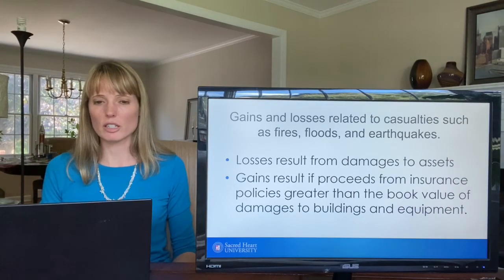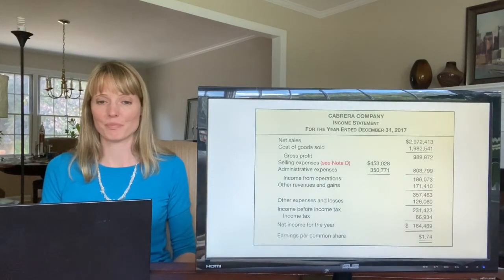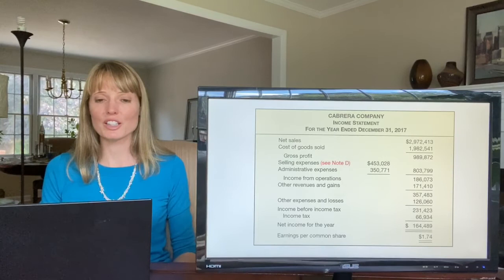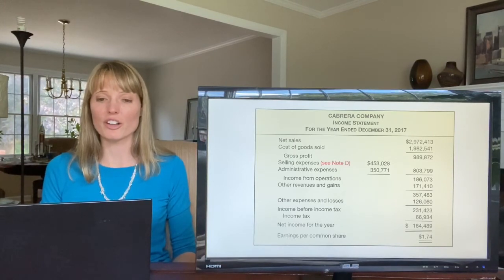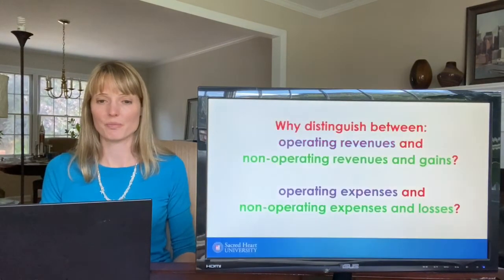Gains and losses related to casualties such as fires, floods, and earthquakes. You might be wondering, how could a gain result from a fire, flood, or earthquake? That's if our insurance proceeds are greater than the damage that was caused. Here again, we see the multi-step income statement with the line for other revenues and gains, other expenses and losses. And now we have an idea of what types of items might be behind those numbers.